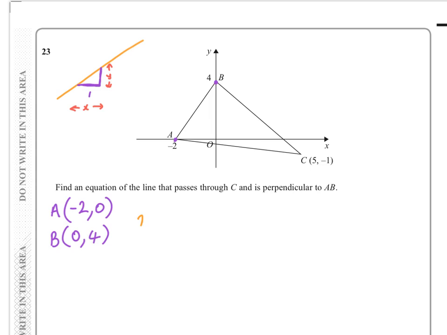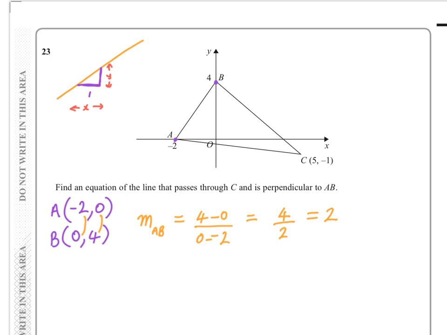So we're going to write m_AB, which stands for the gradient of AB, and we're going to do 4 take away 0, that's the change in the y, and then we're going to do 0 take away negative 2. Okay? And what do we end up with? 4 divided by, well, 0 minus minus 2 is 2, and 4 divided by 2 is 2. Then we do a quick check with the diagram. Is this line going uphill? Yes, it is, so 2 makes absolute sense.